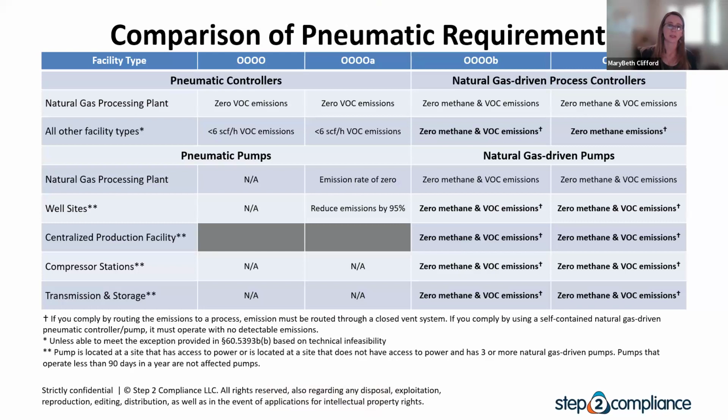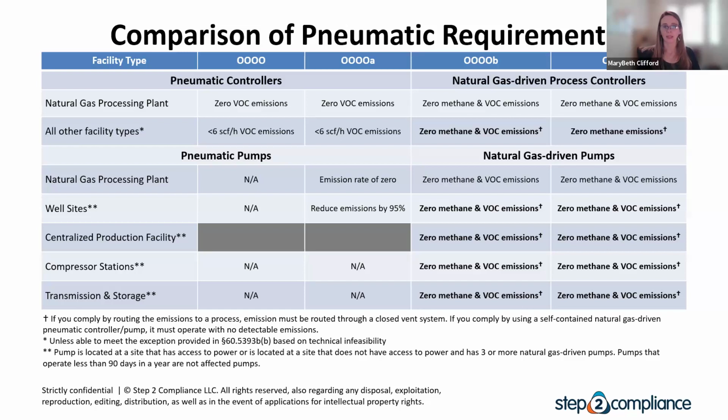And this is going to bring us into our pneumatic requirements that Brian mentioned earlier as far as applicability goes. So it doesn't matter what facility type, whether it's well site, compressor station, or centralized production facility, the new standard under Quad OB and under Quad OC will be 0 methane and VOC emissions. And they've finalized the verbiage around this, specifically for controllers, natural gas driven process controllers or pneumatics, that it must be routed to a process.